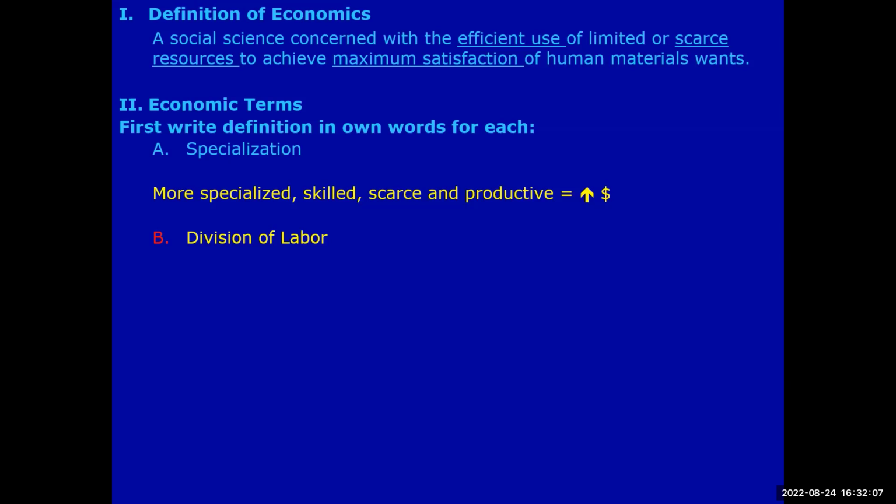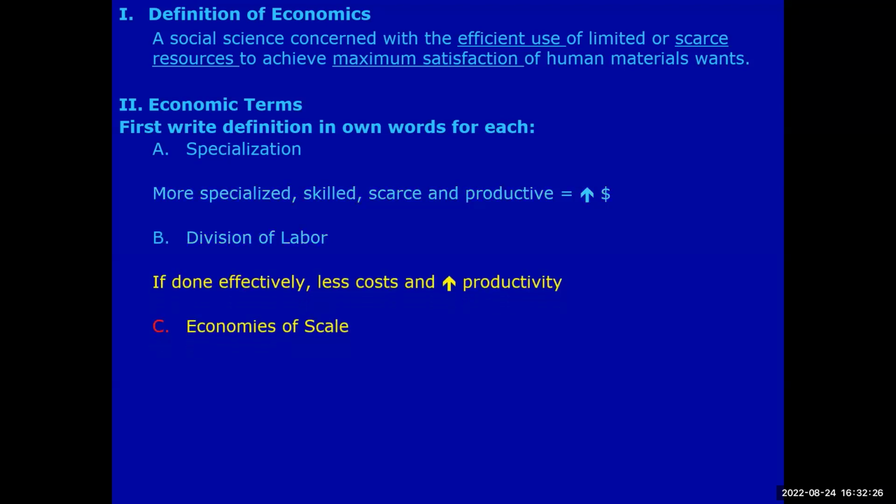That is, becoming more skilled, solving tough problems, and making more money from that specialization. So specialization is practice, practice, practice, working on one skill and becoming relatively more skilled, adept, proficient, efficient than other workers. Division of labor. If this is done effectively in a corporation, in a company, that's going to lead to less costs and higher productivity, higher levels of efficiency.